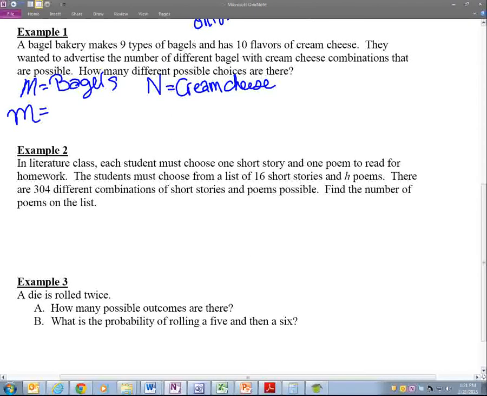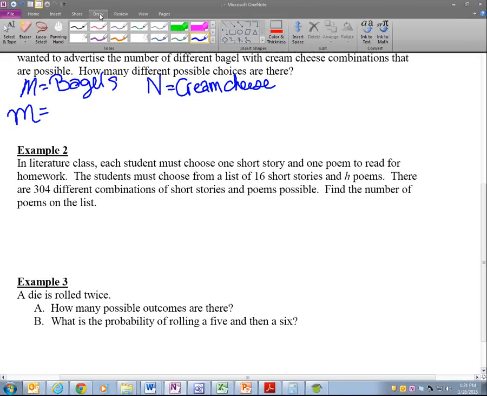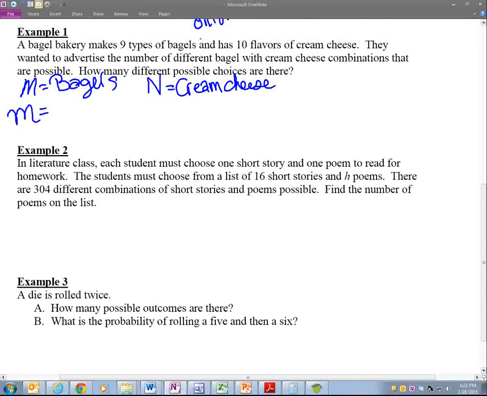I want you using this because that's the way that the definition actually defined it, and I don't want to confuse it with any X and Y. Now, what's the lowercase version of the uppercase? Uppercase is the event, lowercase is the ways the event can occur. So how many ways can this bagel event occur? And how many different ways can the cream cheese event happen? 10.